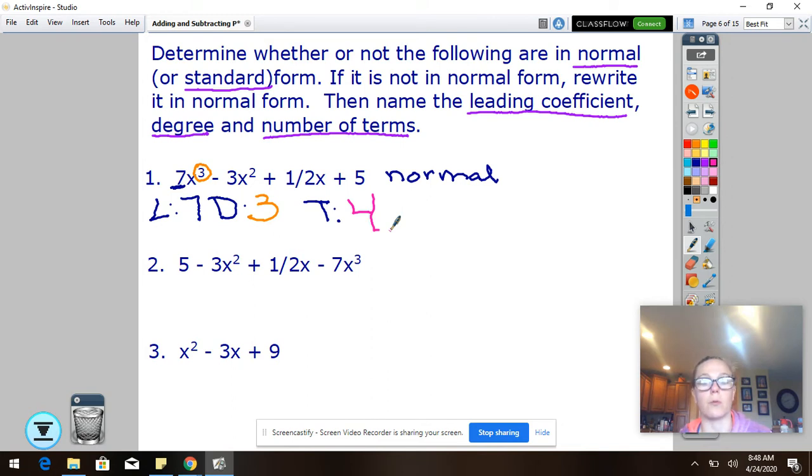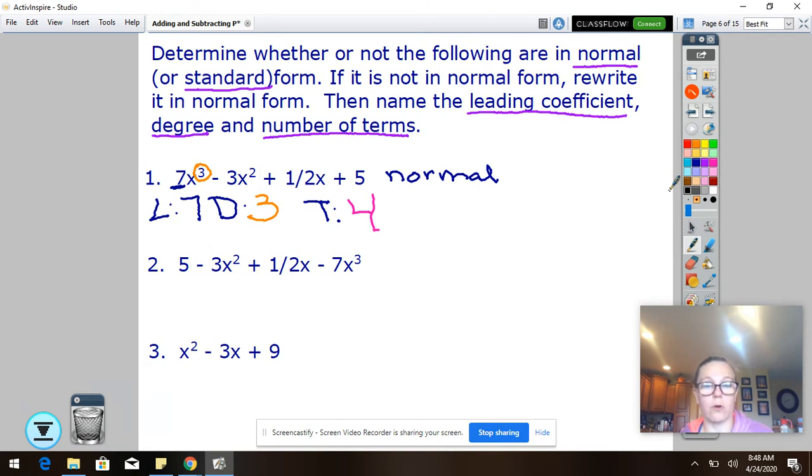Biggest thing you need to remember when you are writing in standard form, and if you have to rearrange, remember the sign that's in front of the number stays with that term. So if we look at number 2, I've got 5 minus 3x squared plus 1/2 x minus 7x cubed. If we first look at this, we notice it's not in normal form. So the first thing we have to do is put it in normal form.